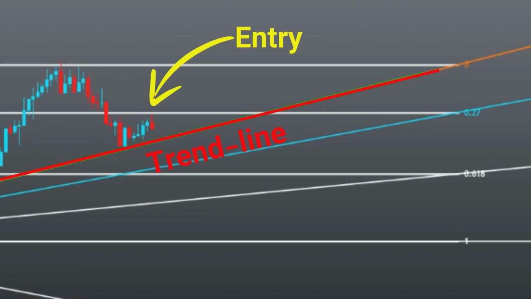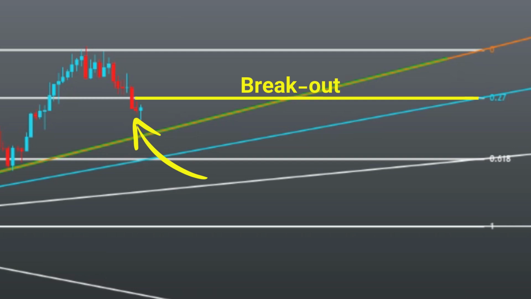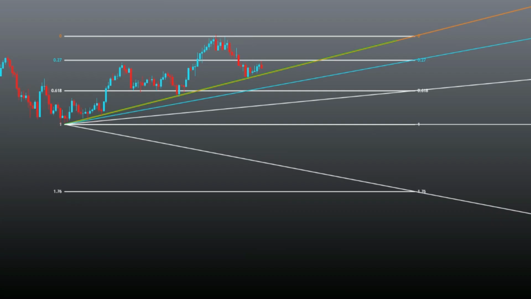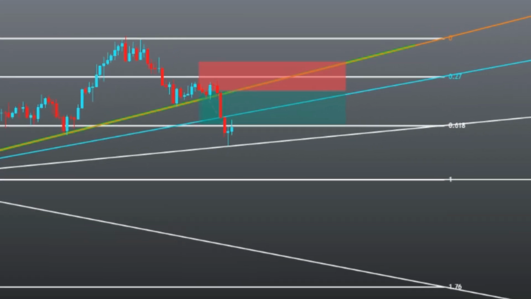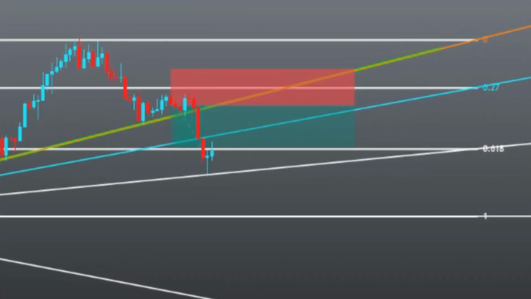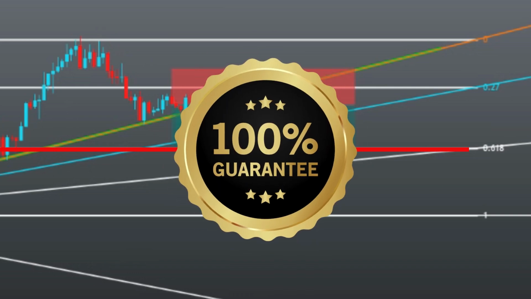The first key point is we entered a trade before the trend line breakout, which means Fibonacci speed warns the end of the trend in advance by a breakout from 0.27. The second key takeaway from this strategy is that once 0.27 is penetrated, price will always touch 0.618 with 100% win rate. That's all.